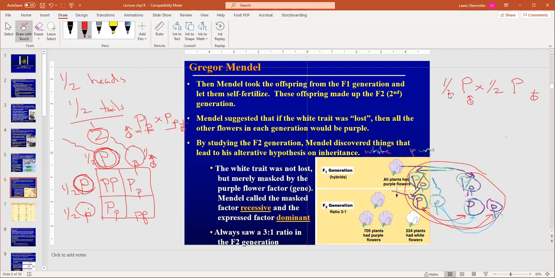And I can multiply that together, and 1/2 times 1/2 is 1/4. So the chances of getting a big P kid is 1/4. It's the same probability of you flipping a coin 2 times and it coming up heads both times. So the odds of that is 1/2 for heads the first time times 1/2 for heads the second time. And that would be 1/4.